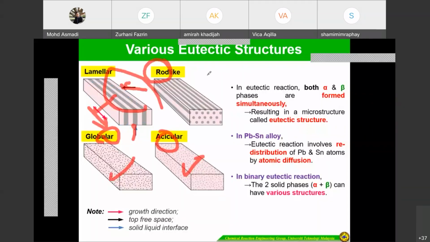If we use maybe SEM, FESEM microscope, we can see lamella, rod-like, globular, and also circular. So the structures depend on factors like minimization of free energy. It is based on the growth of the nucleus, which affects the structure.